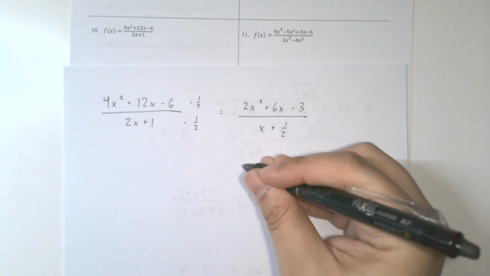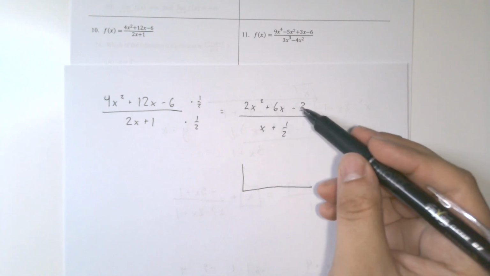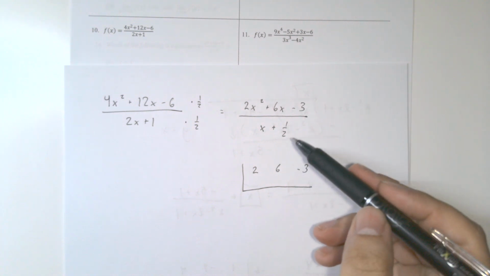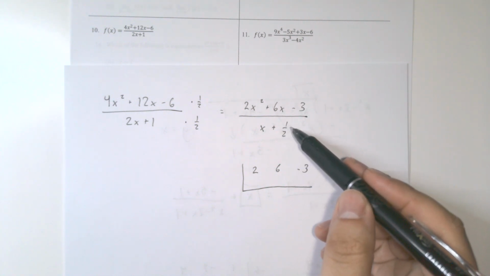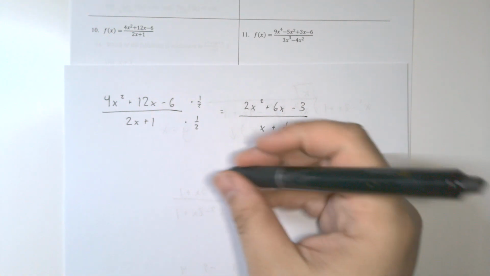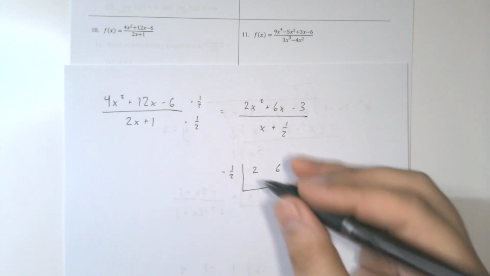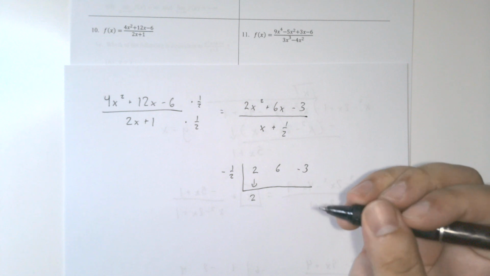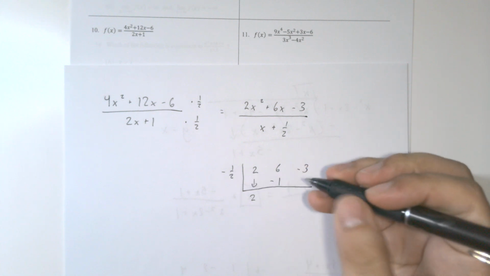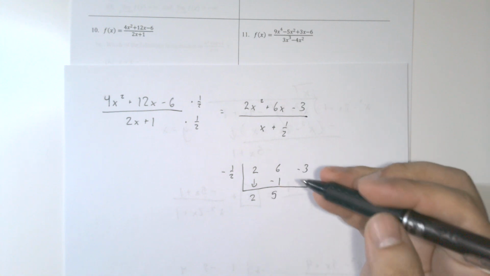So first we've got to set this up. We're going to have a 2, 6, and a -3. And then on the outside, we have to take this number, but flip the sign. So this is going to be a -1/2 outside. Then we first bring down this number. We have a 2. -1/2 times 2 is going to be -1. 6 minus 1 is +5.